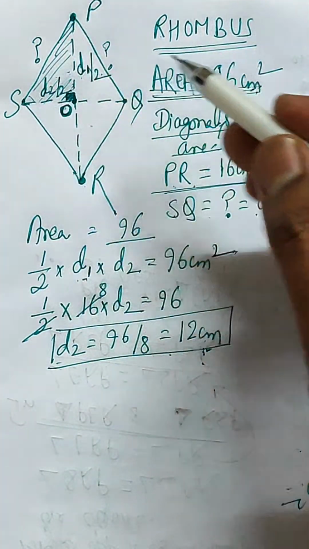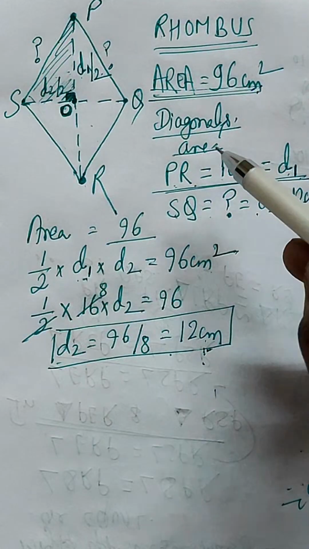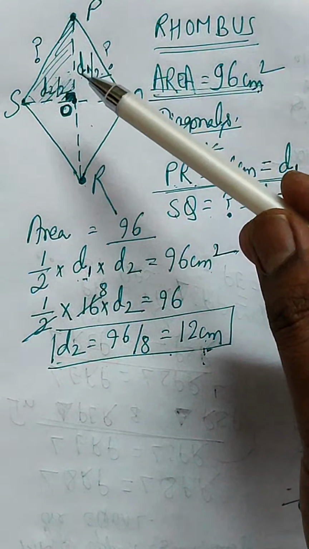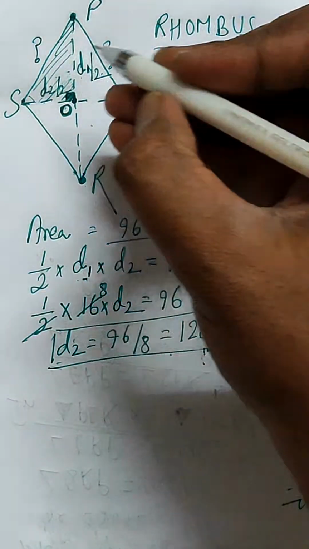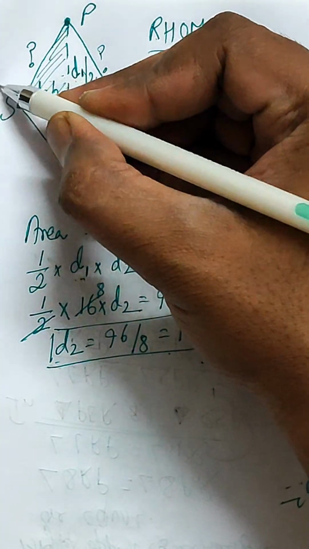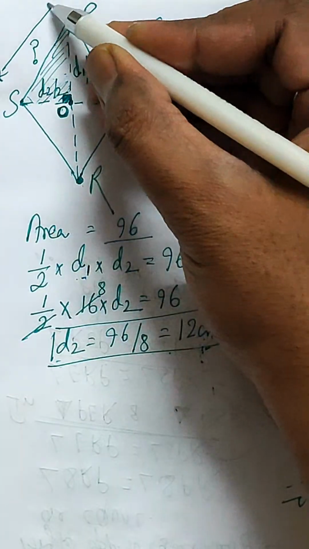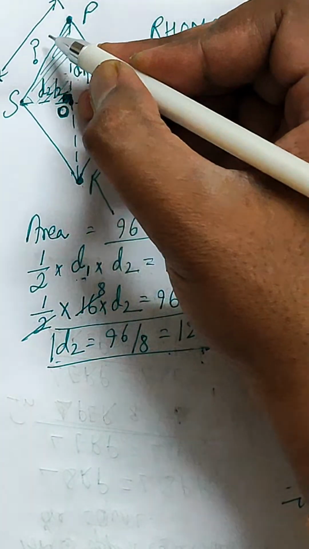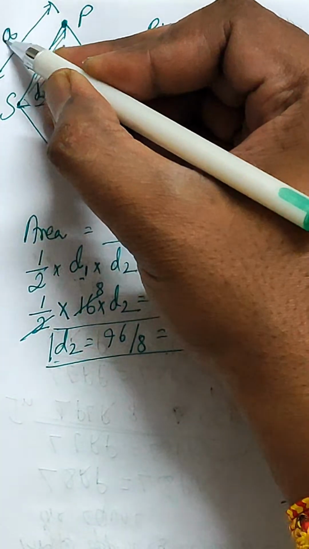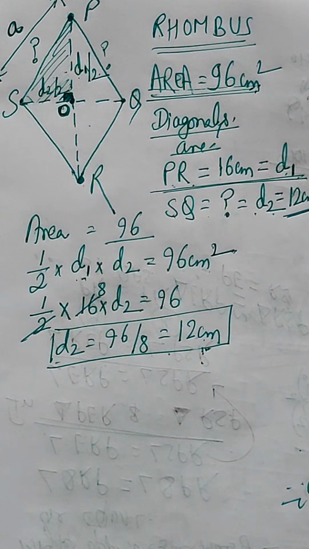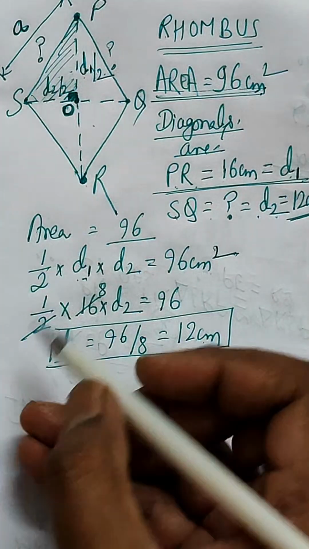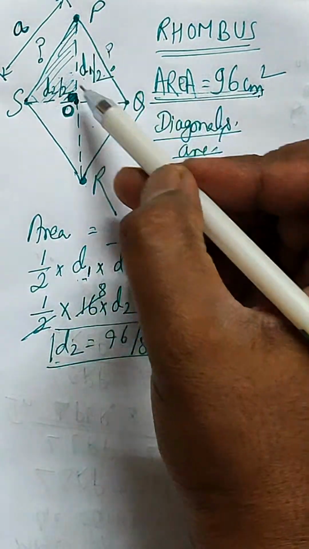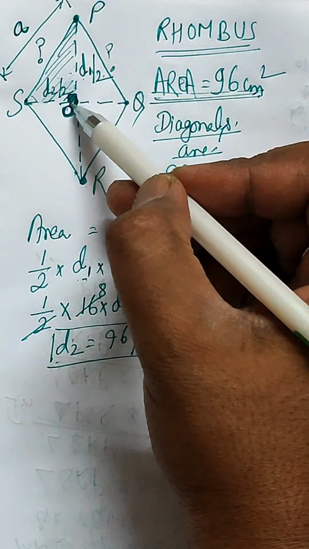What is the length of SP? First of all, you need to understand it's a rhombus, so all of its sides are equal. We need to find the length of this SP. Let's say the side of the rhombus is A. We also know the diagonals intersect and bisect each other at 90 degrees.